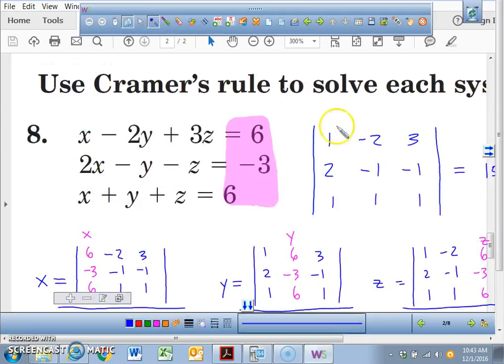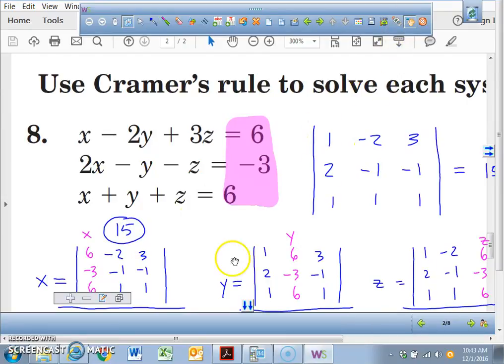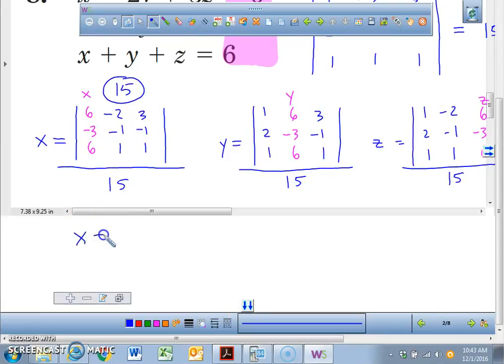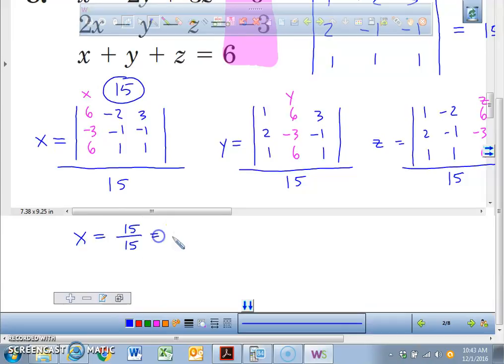Interesting. Well, let me explain something real quick. I want you to know the determinant of this matrix is also 15. So wait a second. That means our x value has to equal 15 divided by 15. That's right. So we just found one of them. X was equal to 1.